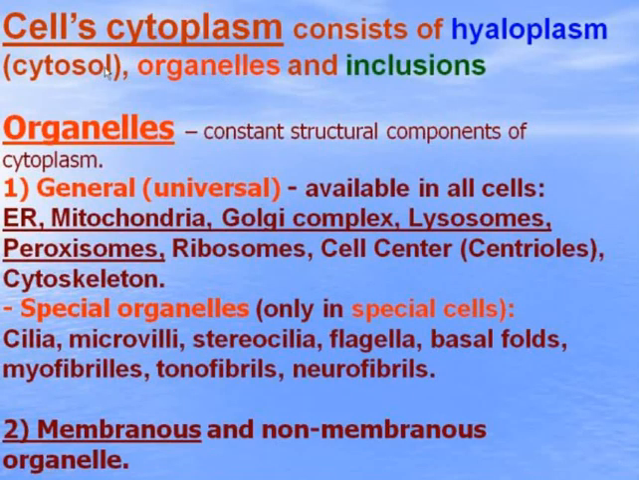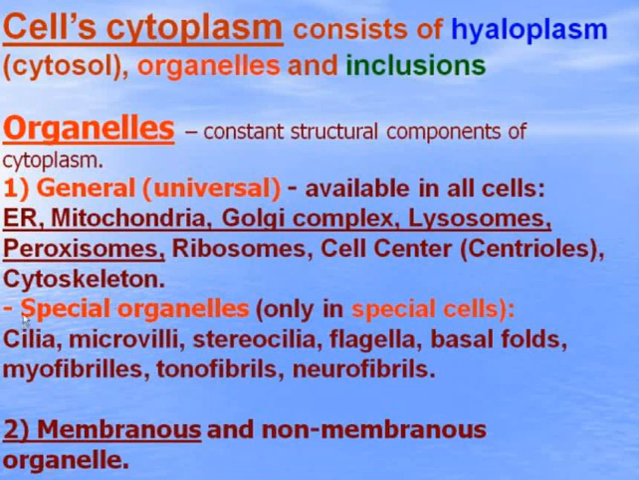Cell cytoplasm consists of hyaloplasm or cytosol, organelles and inclusions. Organelles are constant structural components of cytoplasm. There are general universal organelles available in all cells, like endoplasmic reticulum, mitochondria, Golgi complex, lysosomes, peroxisomes, ribosomes, cell center, cytoskeleton.